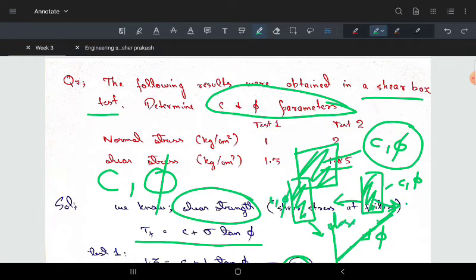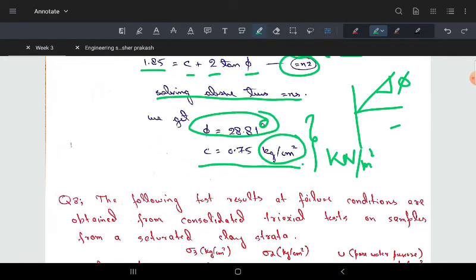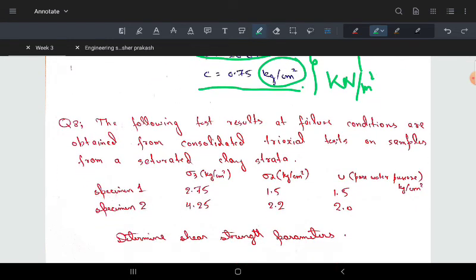It depends upon what type of test we are doing and what the drainage conditions are, whether it is drained or undrained. It is not a constant value for a particular soil. This is very important to know. So let's move on to the last question.